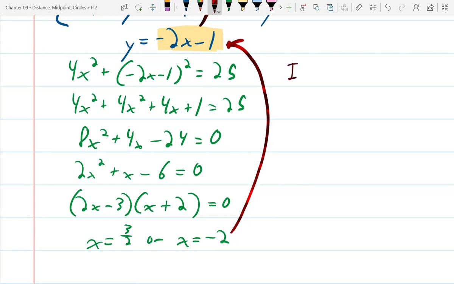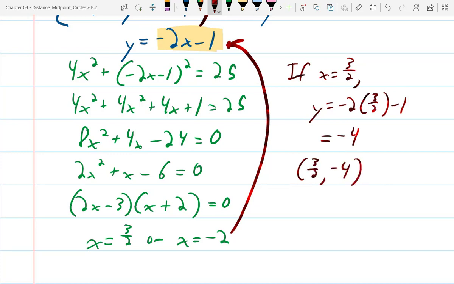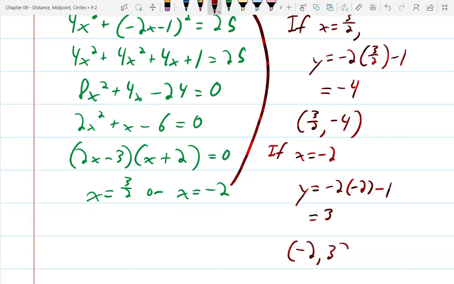That's what's going to do it. So I'm just going to do an if. If x is equal to 3 halves, y is equal to negative 2 times 3 halves minus 1, which is negative 3 minus 1, or negative 4. Ordered pair would be 3 halves, negative 4. Got it? Are we done? Yep. If x equals negative 2, y is equal to negative 2 times negative 2 minus 1. That is 4 minus 1. I call that 3. And my other solution is negative 2, 3.